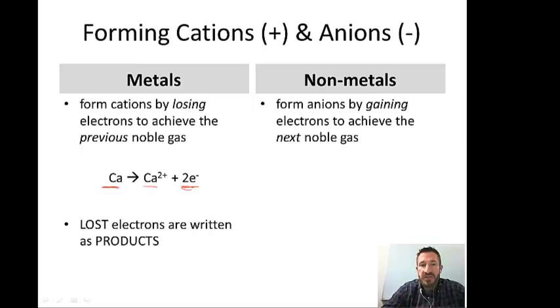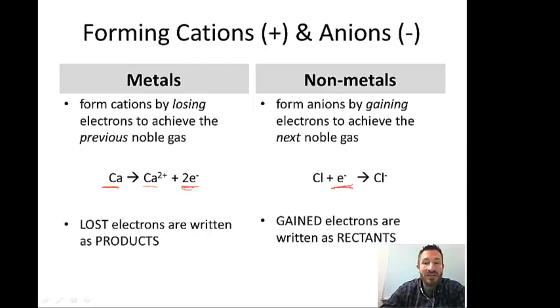Now, nonmetals, on the other hand, form anions by gaining electrons to achieve the next noble gas configuration. For an example of that, let's look at chlorine. Chlorine gains 1 electron and becomes Cl-. Notice that electron is written on the left, so it's a reactant. Gained electrons are written as reactants because gaining means we're putting it on the left side, so we're adding it to the atom. That's an important distinction between metals and nonmetals. Metals form cations, or positive charges, and nonmetals tend to form anions, which have negative charges.